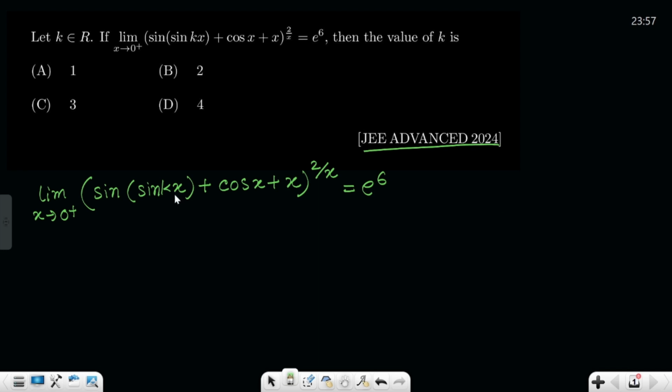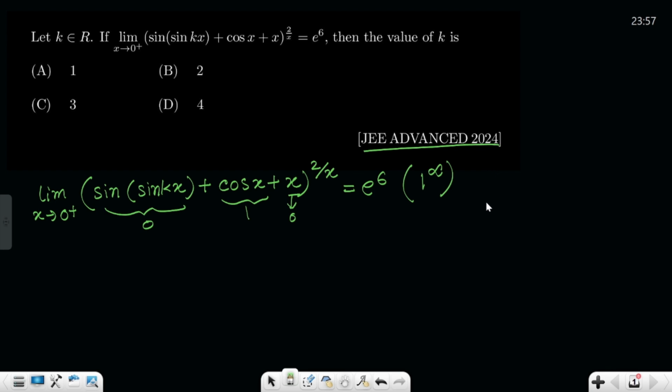If we do it, then kx will also be equal to 0. So sine 0 is equal to 0, and here we are getting sine 0 again, which is also 0. So this term will be equal to 0. Now cos 0 is equal to 1, and x equal to 0 gives 0. So the base is going to be equal to 1. Now let's check the power. If we put x equal to 0, we will get 2 by 0, which is approaching infinity, right? So this is actually making the 1 to the power infinity indeterminate form.